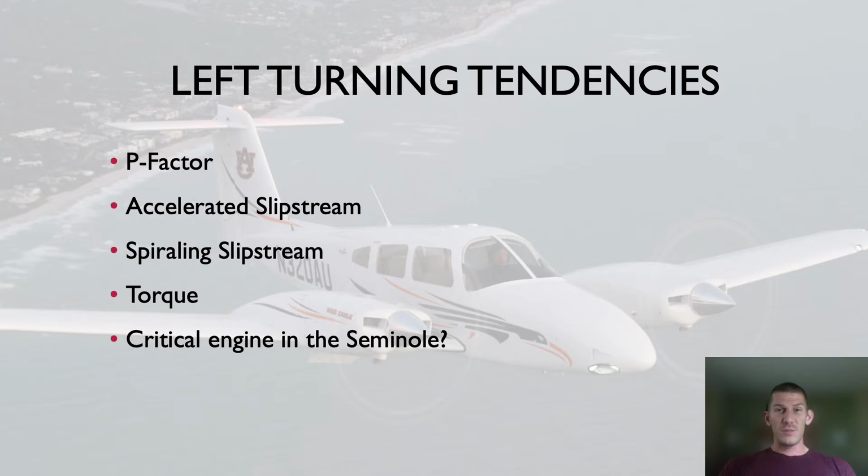So all of these are based on having a critical engine. The Seminole that I'm currently flying has counter-rotating propellers, which means the two engines rotate in the opposite directions. Therefore, most of these left-turning tendencies are not a factor. So the Seminole that I'm flying right now technically does not have a critical engine since it has counter-rotating propellers. But that is not the case for a lot of training light twin aircraft.